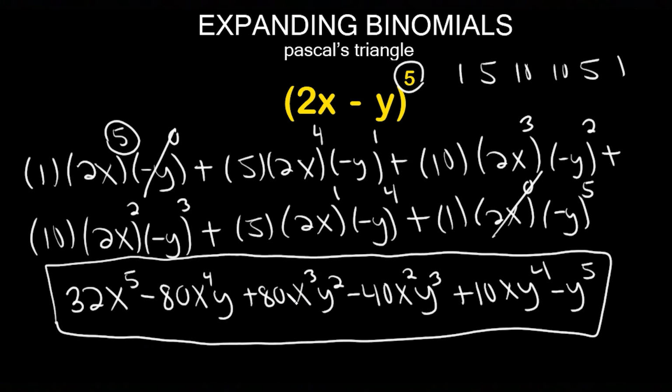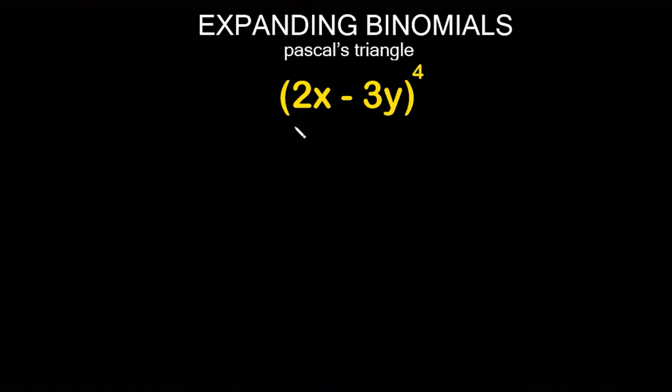So why don't we go ahead and try one more example, and then we'll be done. So here's our last example. This time we're dealing with an exponent of 4, so not as high as 5. All right, but we have a 2x and a negative 3y. Why don't we go ahead and get our coefficients that we're going to be using for this problem?